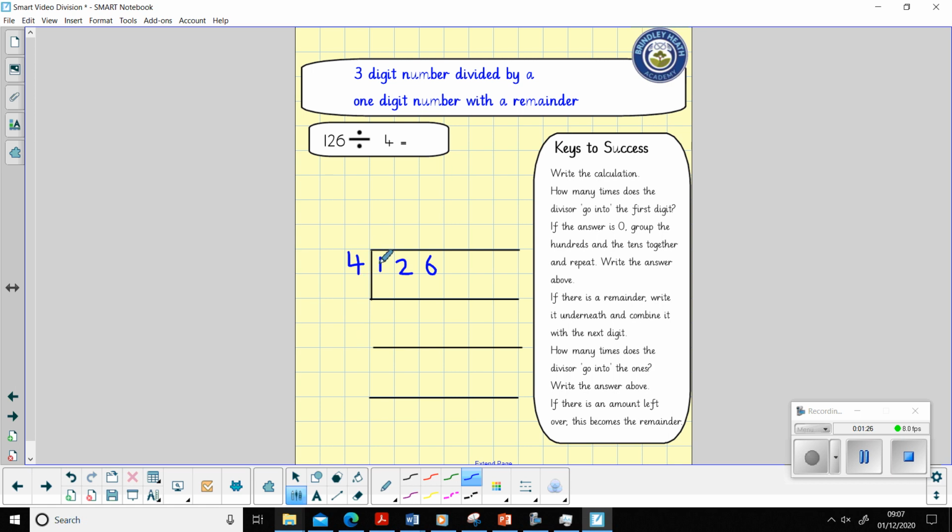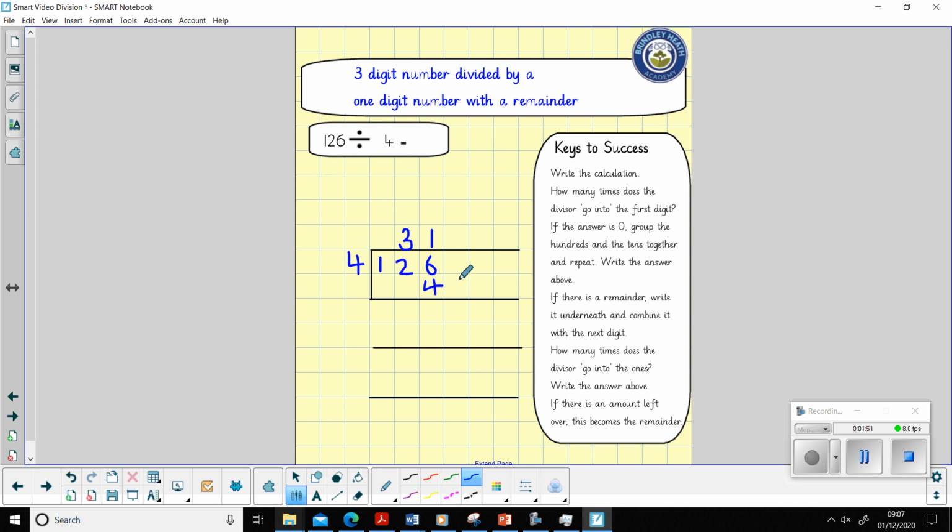So how many 4s are in 1? The answer is 0. So I group those digits together. How many 4s are in 12? The answer is 3. Then what I need to do is ask how many 4s are in 6. Well, I know that 1 times 4 is 4. So I need to put my 1 here and my answer here. 1 times 4 is 4.